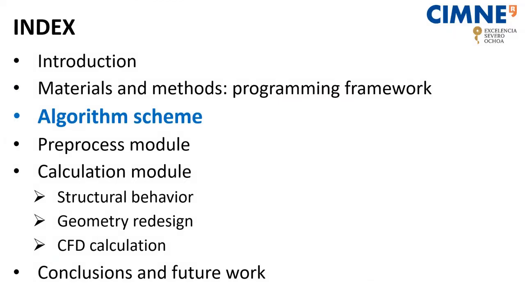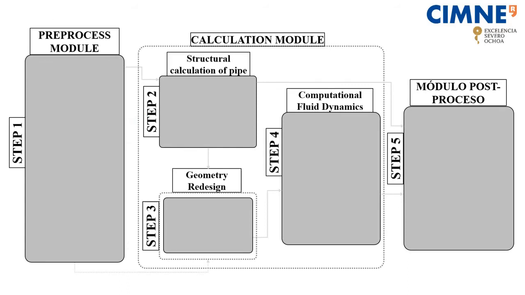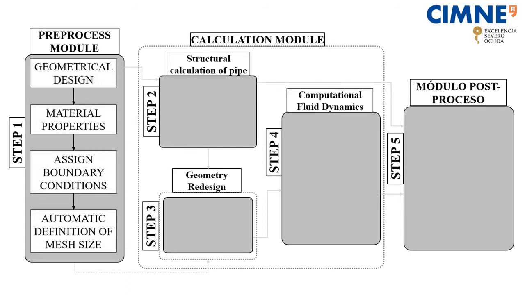I will now summarize the main steps of the algorithm. The first block consists on a series of pre-process actions such as the geometry design and designation of all the parameters to build the numerical model. Once these actions are performed, the calculation module starts. This module is built by three interconnected submodules.